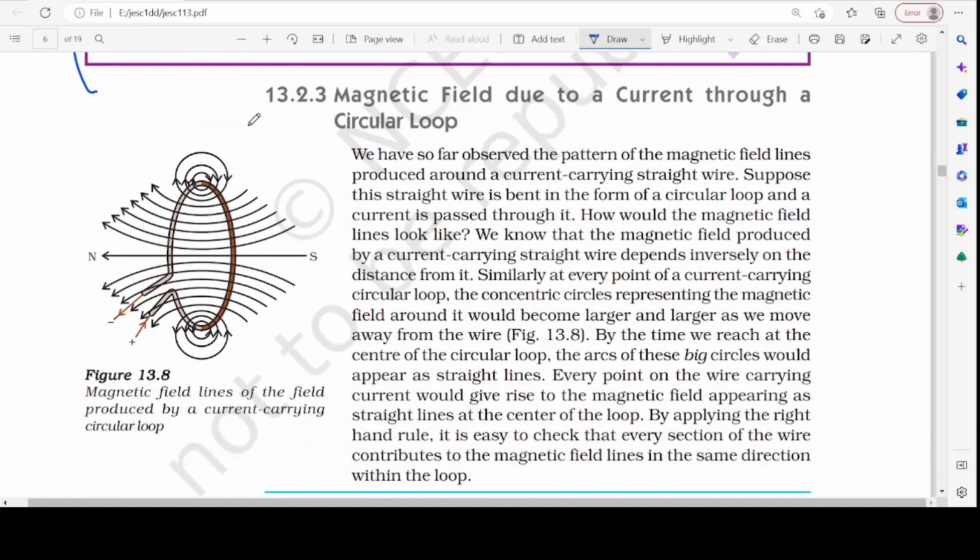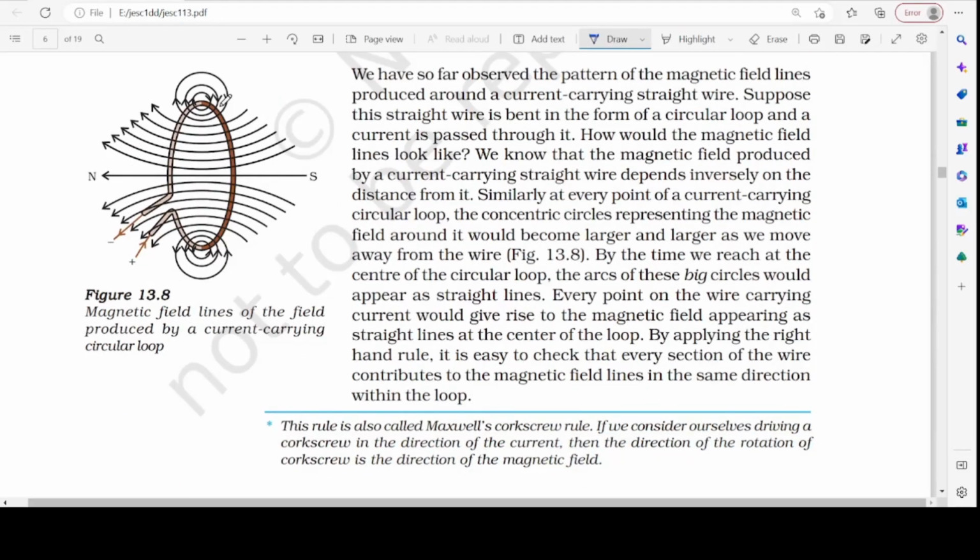Magnetic field due to a current through a circular loop. Now we have already seen the magnetic field through a straight current carrying conductor. Now we will be seeing the magnetic field due to a circular loop. We have so far observed the pattern of the magnetic field lines produced by a current carrying straight conductor. Now we will see what happens when a current carrying conductor is bent into a circular loop.